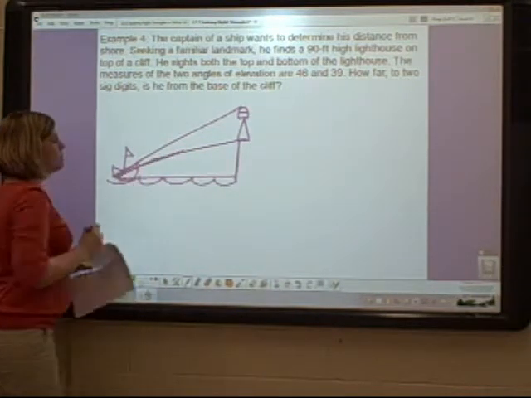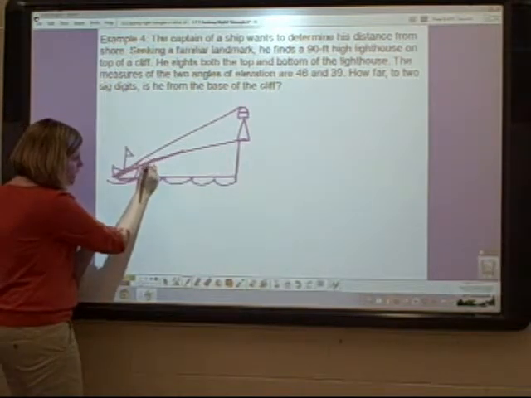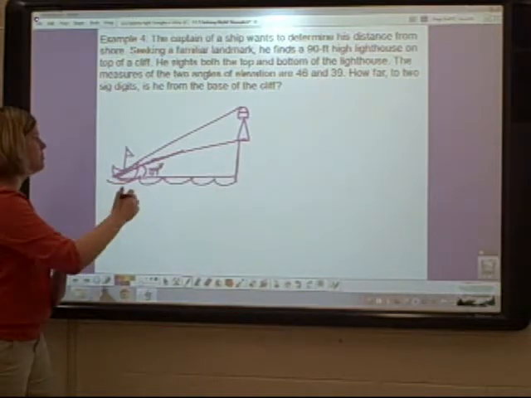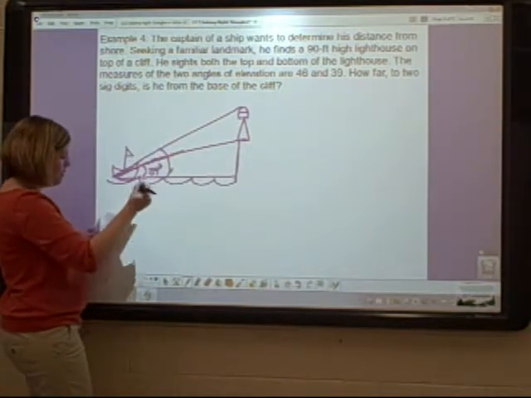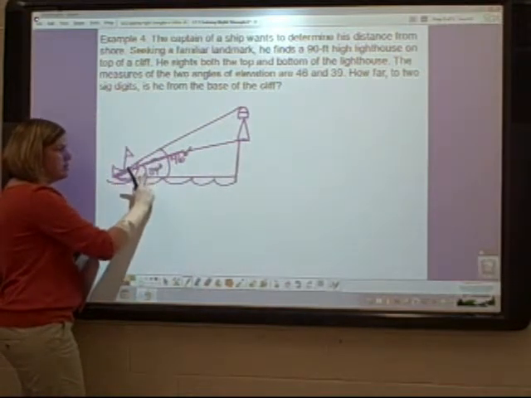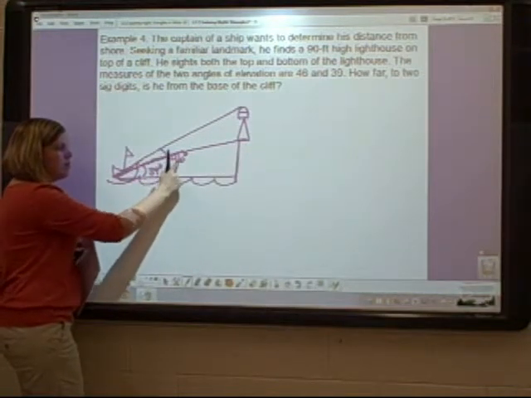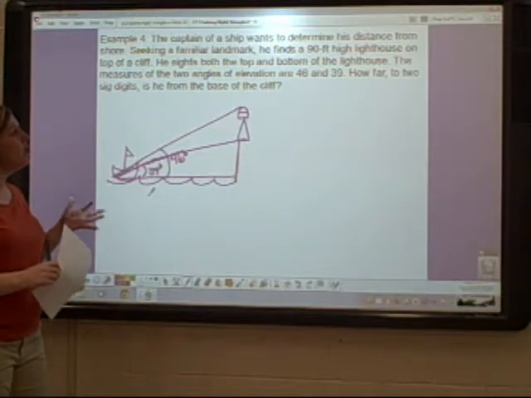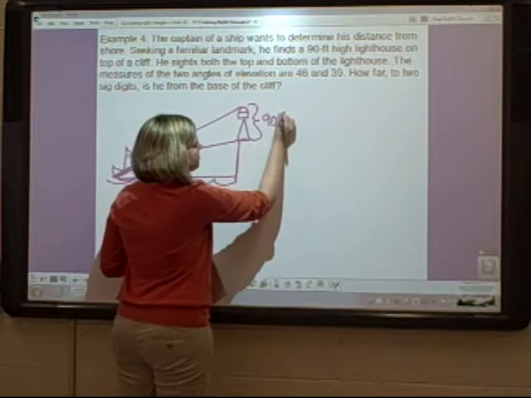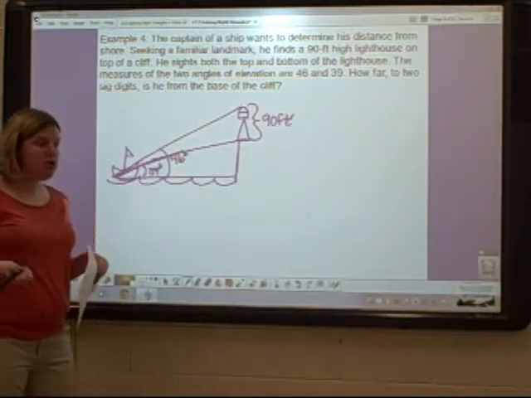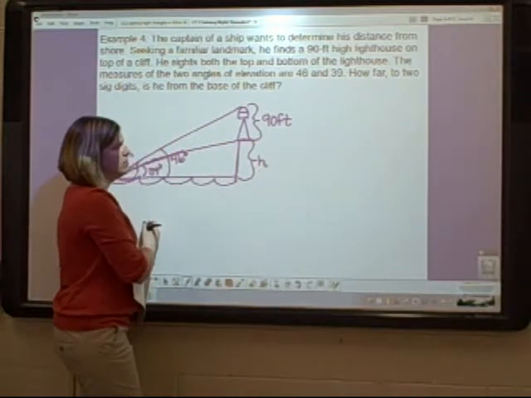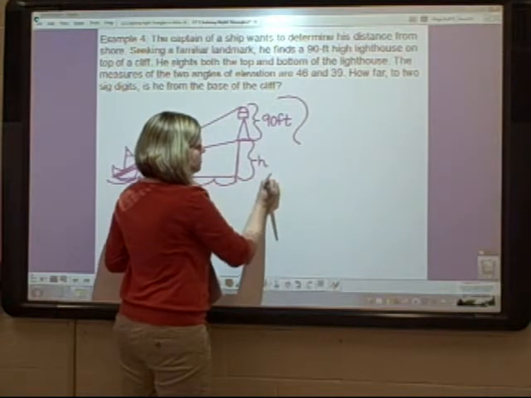Close enough. Okay, we know that this angle is 39 degrees when he's looking at the bottom of the lighthouse, but when he's looking at the top, that's 46 degrees. So there's two angles here. The smaller one is 39 degrees, the bigger one is 46 degrees. What we also know is the lighthouse is 90 feet tall. But we don't know how tall the cliff is. So we're going to call that H for height. And its total height would be 90 plus H.